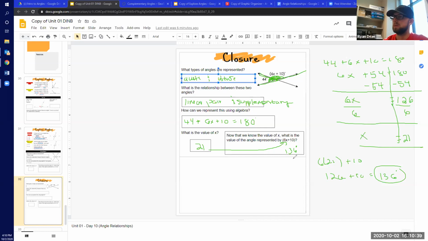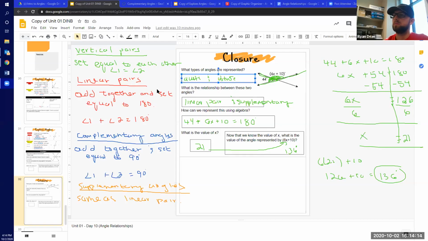Okay, so that's how you would do any linear pair, any supplementary, or any pair of angles that are supplementary. Okay, so what I'm going to do real quick is write some formulas down that may help you, and we'll discuss them in just a second. All right, so I've written down some helpful formulas for you here.